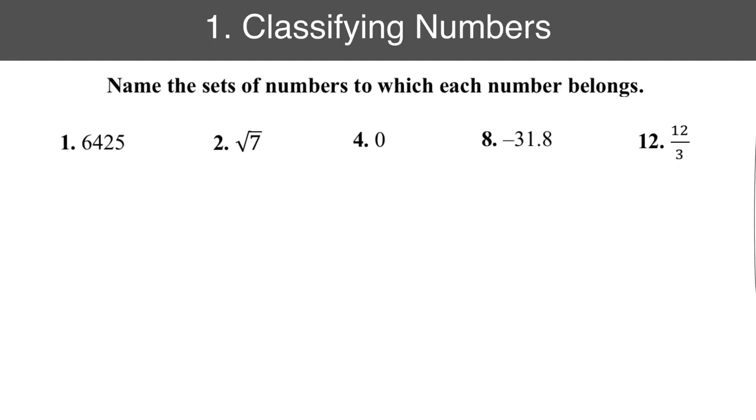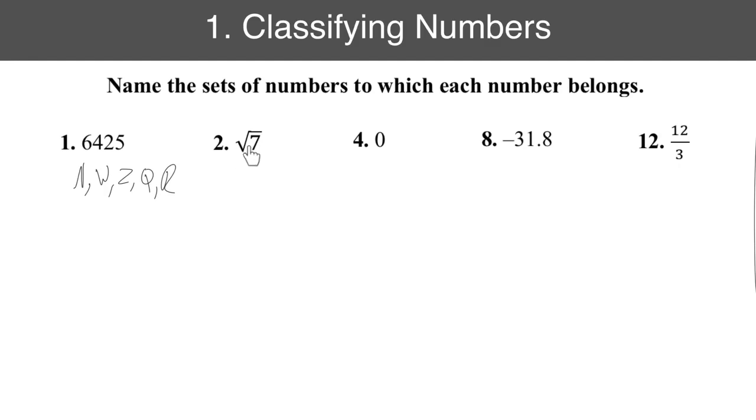All right, so I have 5 problems here, 5 numbers that we're going to classify. So let's start off with the first one, 6,425. So you'll notice here there's no decimals, there's no negative on it, there's nothing fancy. So we would just call this a natural number. So we start off with N. But remember, those classifications or those sets nest inside of each other. So if it's natural, it's also whole, it's also an integer, it's also rational, and all of these are real. So we'd call that an NWZQR.